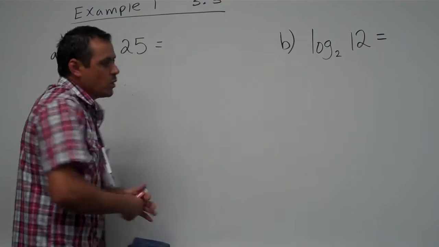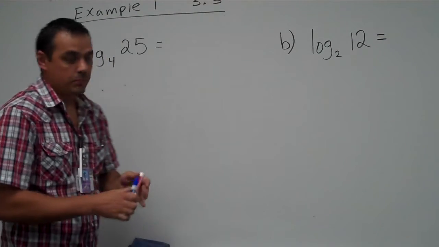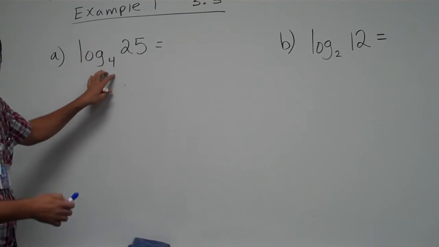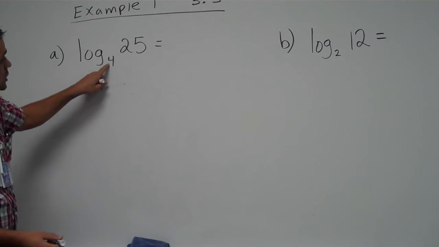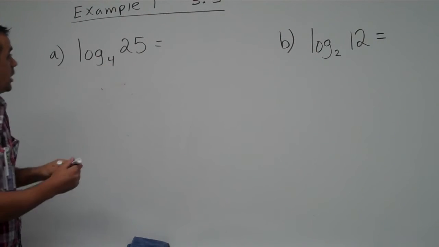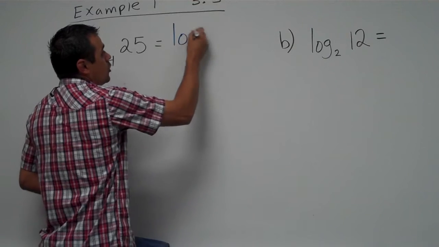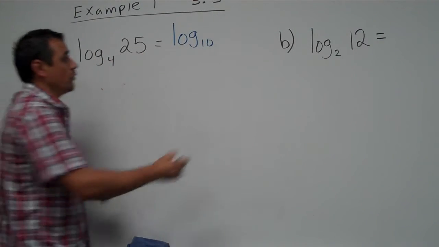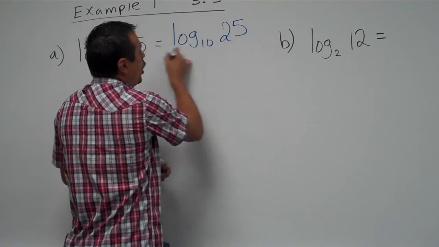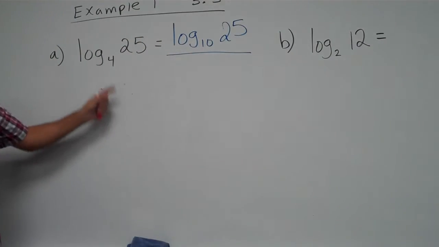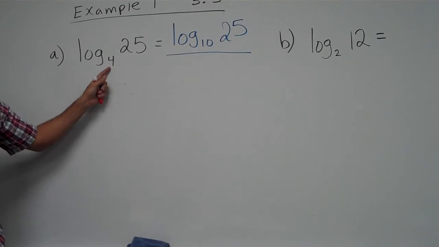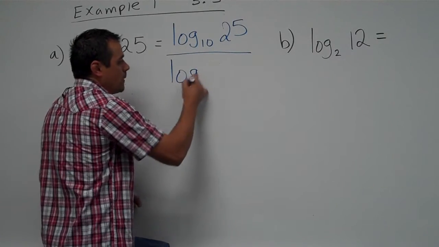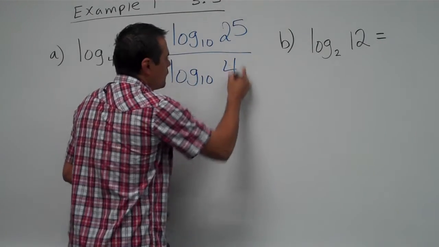One of the ways to get this done is the following. Instead of using log base 4, we're going to say the log base 10 of your number, which is 25, all over, you divide by the log base 10 of your base, which is log base 10 of 4.